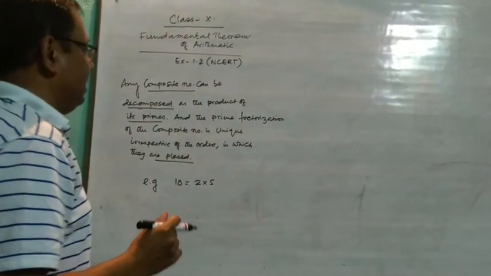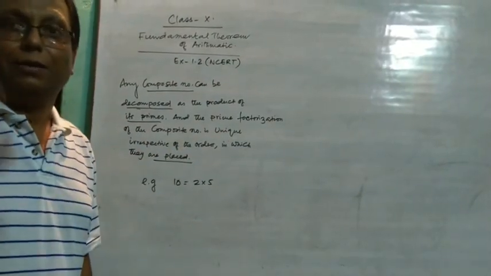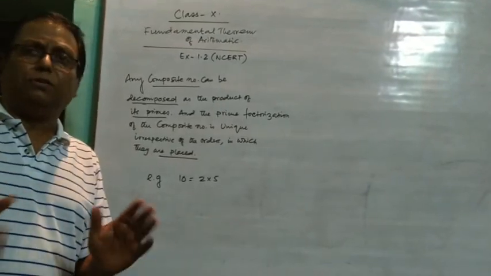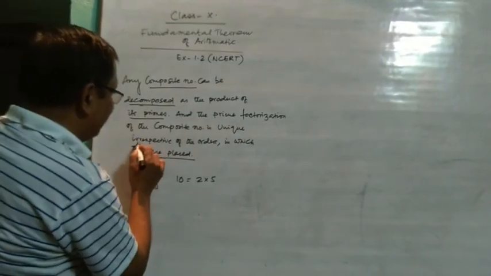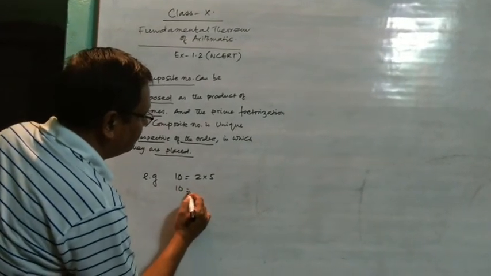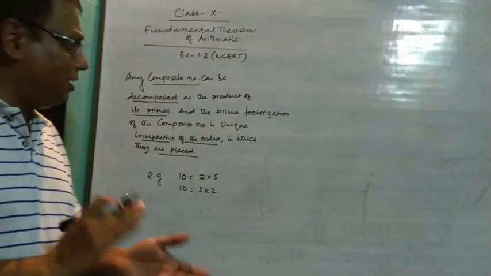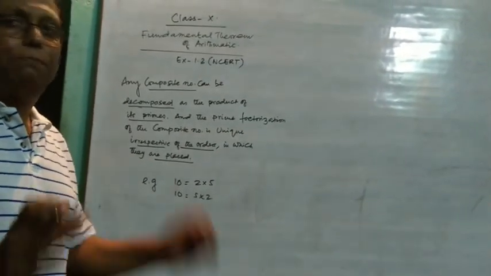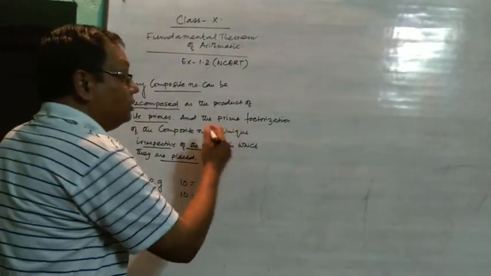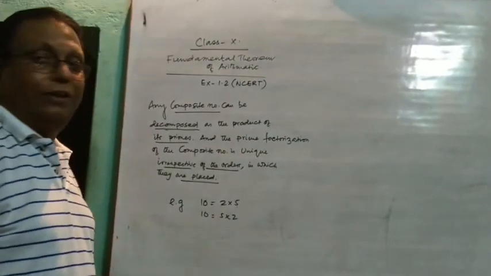And this prime factorization of the composite number is unique. See, this one is unique. 10 cannot be split in some other way. It is irrespective of the order in which they are placed. You can write it as 5 into 2. The order is immaterial. But the prime factors of 10 are always 2 and 5 and it is unique. You cannot have any third factor of 10.